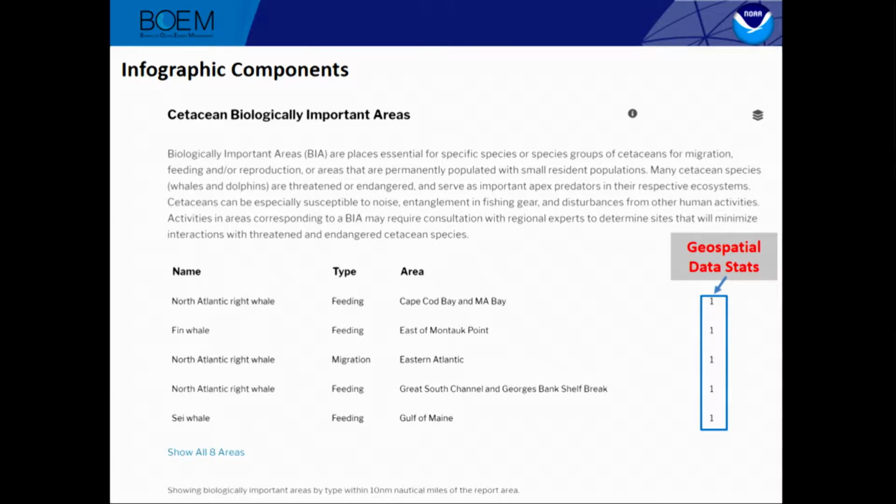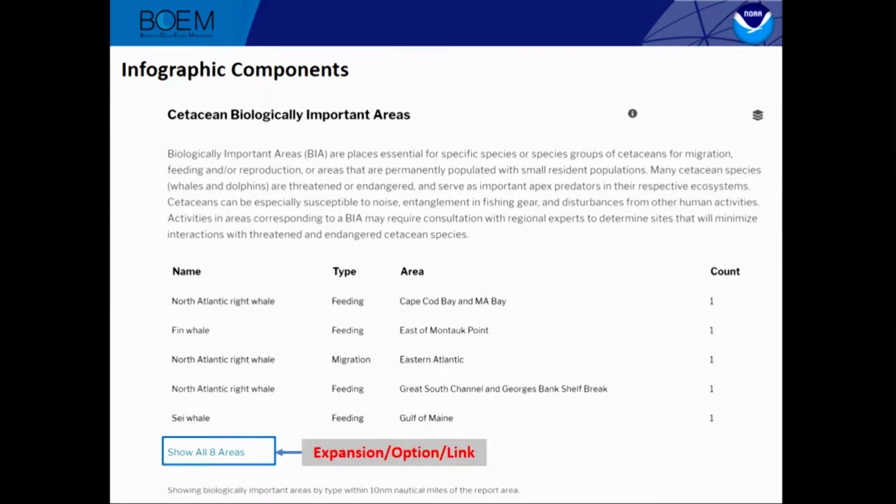And then all of the infographics have either charts or lists or area computations, and this is the area where you're going to see your geospatial data statistics. And then we also have some sort of interactive part of a lot of the infographics, so you can expand the list if it's been truncated to make room on the report, or you can hover over the parts of the charts to see the percentages. There may be a slider bar or something like that.